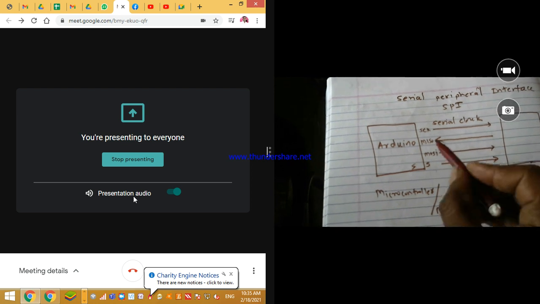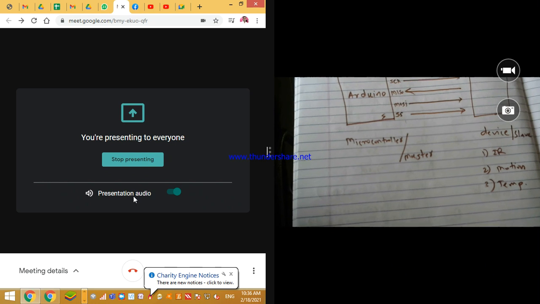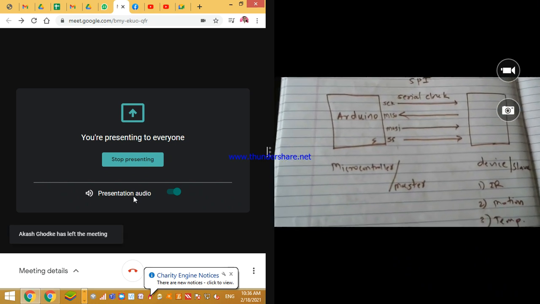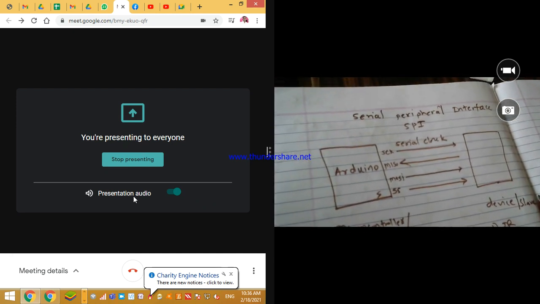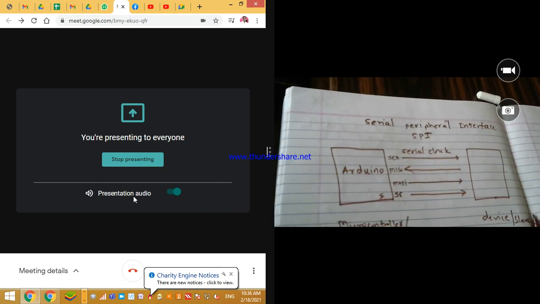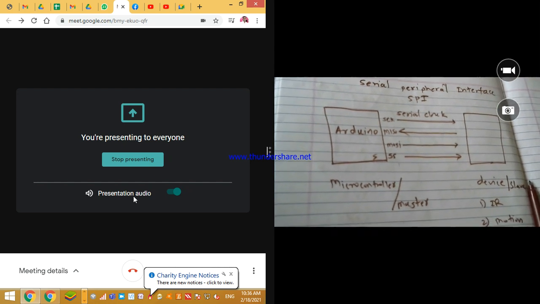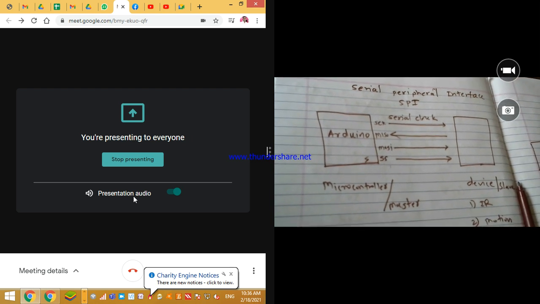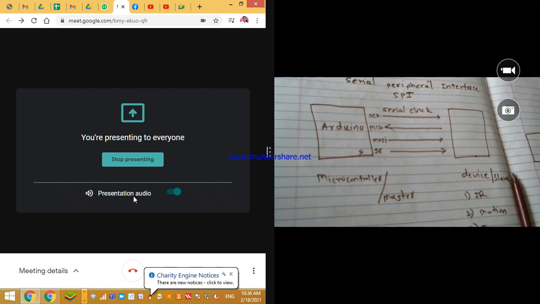And this is the SS pin, the slave select pin. This pin, or this wire, is used to select the devices which are connected in the circuit.